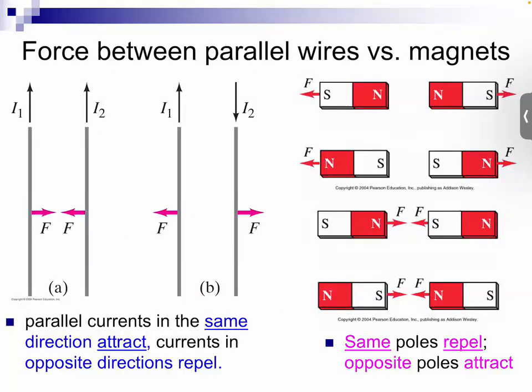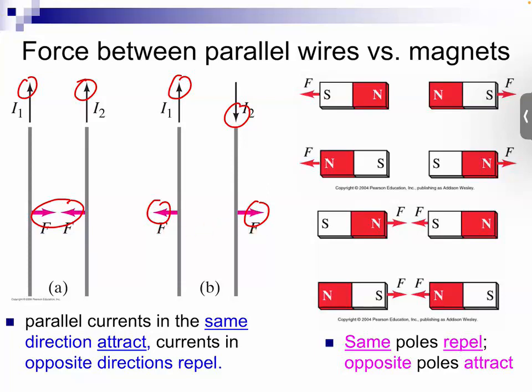In fact, if the currents are going in the same direction, then the force exerted by the wires on each other is attractive. And if the currents are flowing in opposite directions, then the force that these currents exert on each other is repulsive.